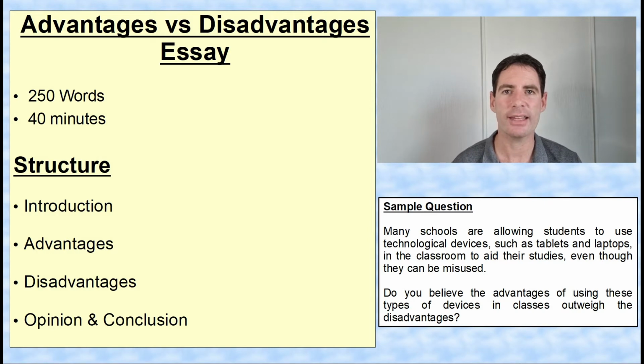Let's have a quick look at the example which I have given. This one is about technology in schools. Many schools are allowing students to use technological devices such as tablets and laptops in the classroom to aid their studies, even though they can be misused or cause distractions. Do you believe the advantages of using these types of devices in classes outweigh the disadvantages? So you need to decide immediately whether or not you believe that gadgets such as tablets and laptops do more good or whether they do more harm.